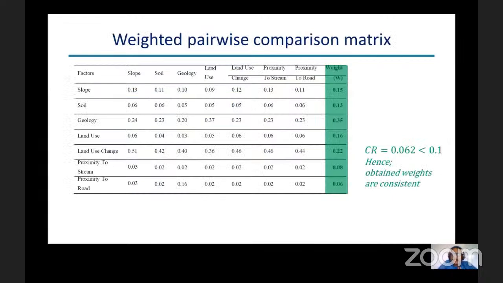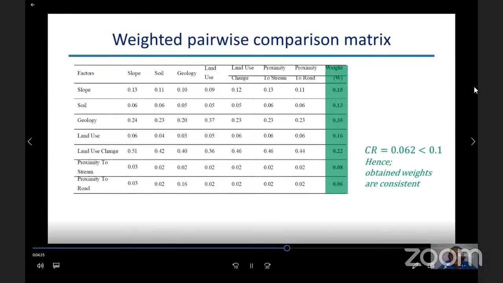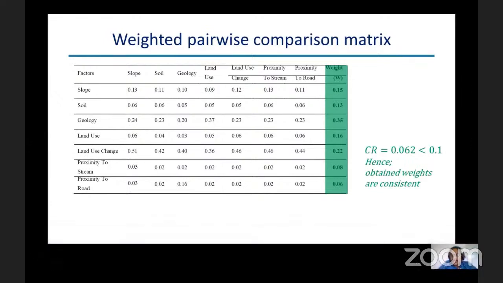Here you can see one of our intermediate results, the pairwise comparison matrix and calculated weights. The summation of the calculated weights is equal to 1, and the consistency ratio is obtained as 0.062, which is less than 0.1. Hence, we can conclude that the obtained weights are consistent. Therefore, we can use these weights to calculate the hazard zonation. This is the outcome map.